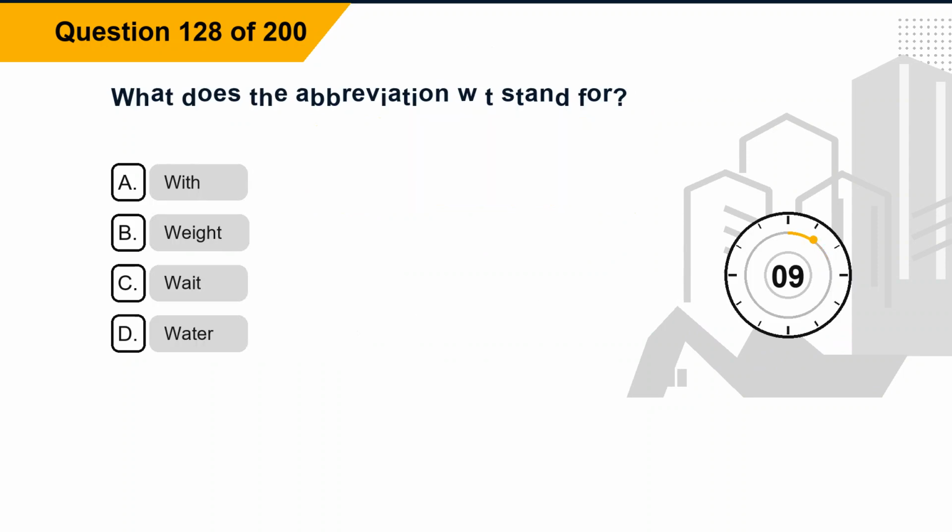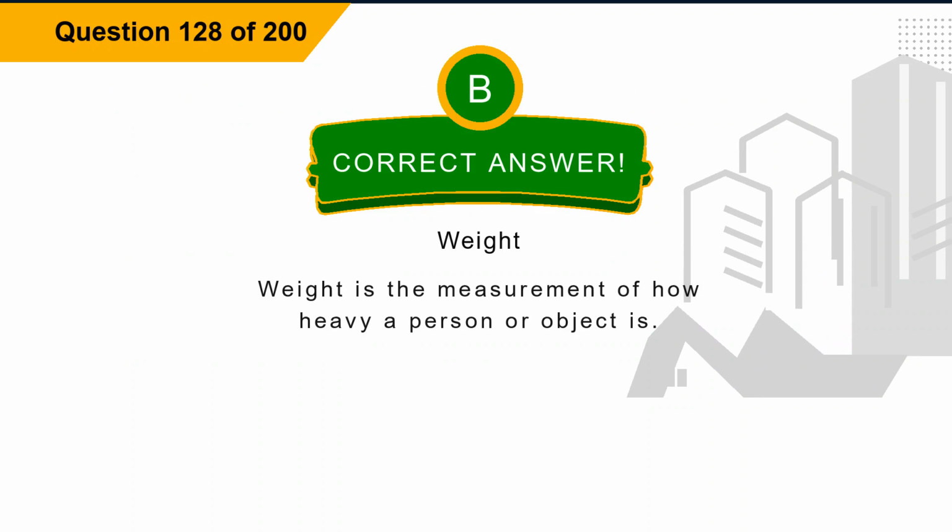Question 128. What does the abbreviation WT stand for? Option A, with. Option B, weight. Option C, weight. Option D, water. The correct answer is option B, weight. Explanation. Weight is the measurement of how heavy a person or object is.